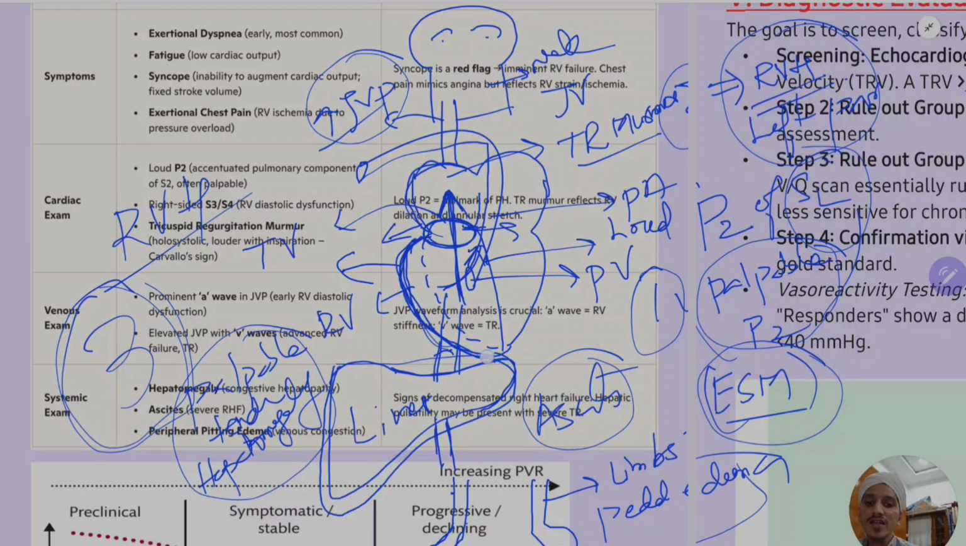So whenever there is failure, there is tender hepatomegaly, then raised JVP, ascites and pedal edema. Okay, so these are not good signs. These are advanced stage of the disease. This signifies advanced stage of the disease. Okay, that's what I want.